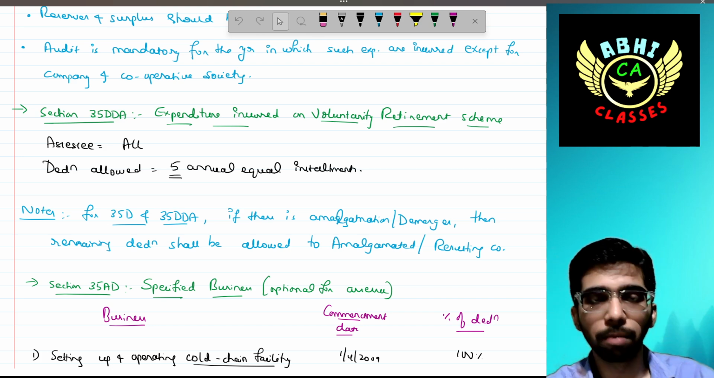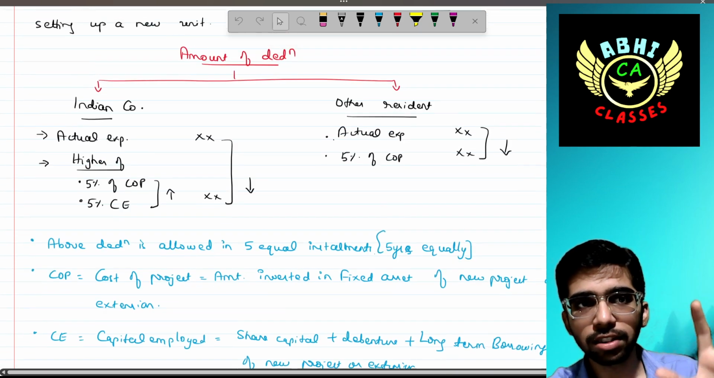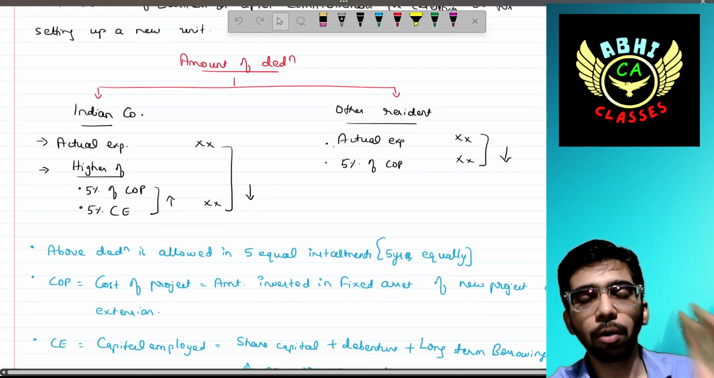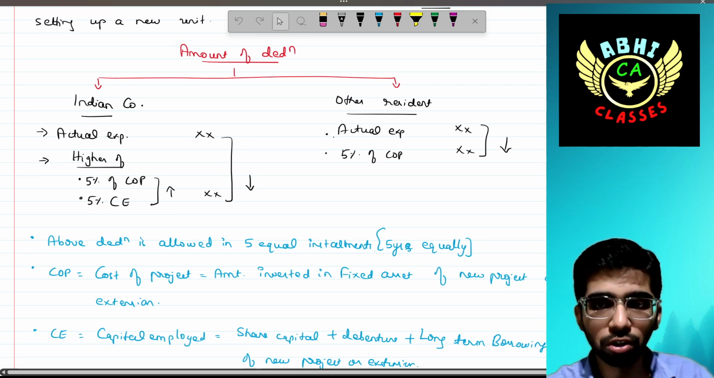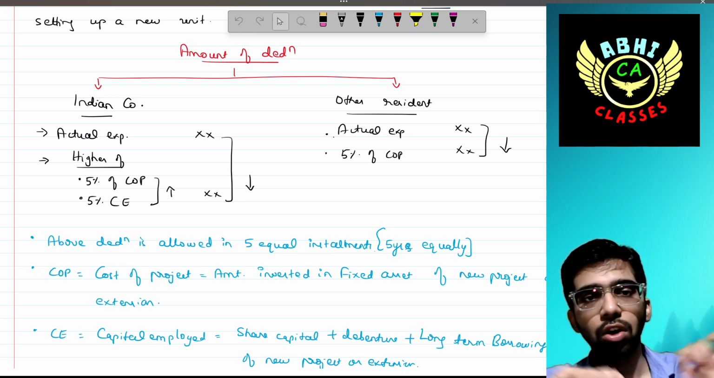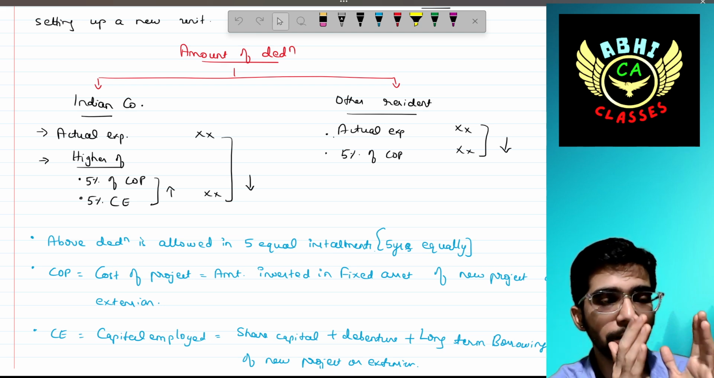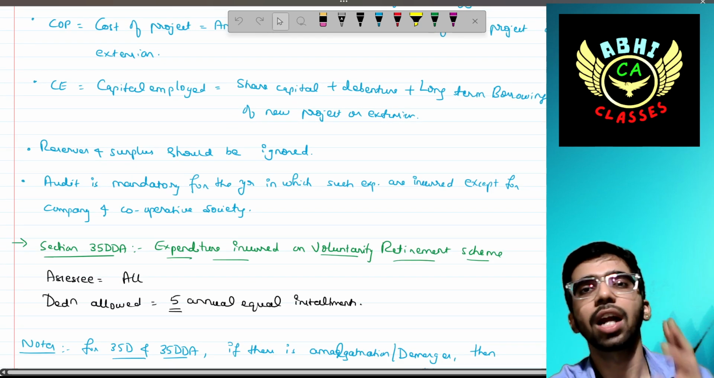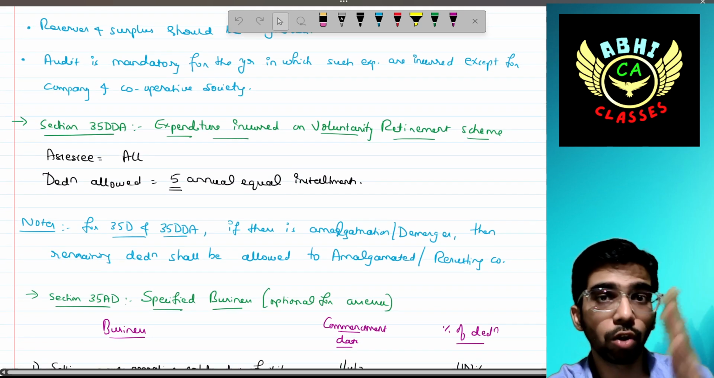Okay, simple. Please revise 35D and 35DDA. The amount of deduction would be apportioned in 5 equal installments. For the rest of the sections, this concept is not there. The entire deduction can be claimed in one shot. Only for these two, that apportionment should be kept in mind.